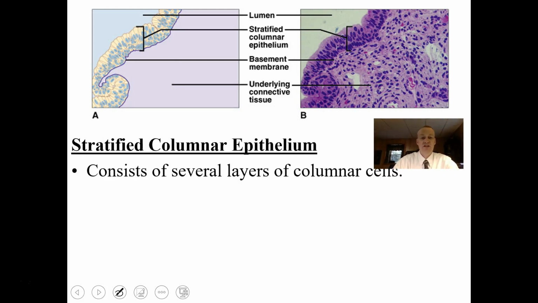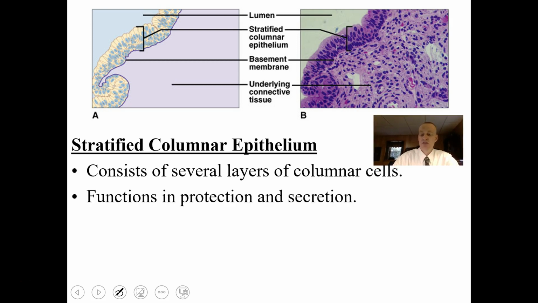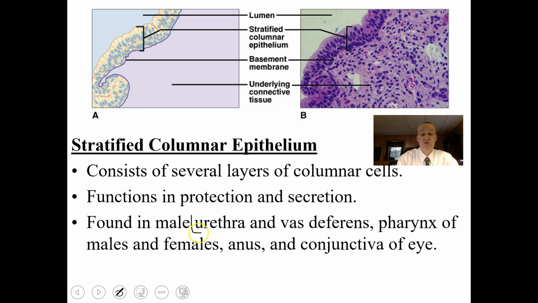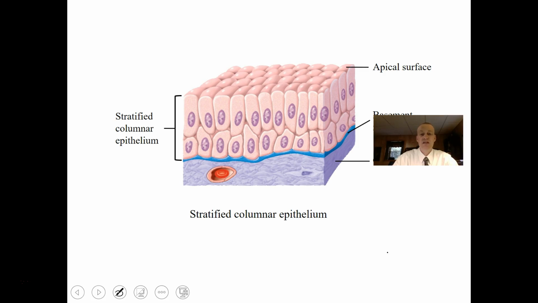We also have a stratified columnar. This consists of several layers of column-shaped cells, and it functions in protection and secretion. It's found also in the urethra, especially the male urethra, and the vas deferens. This is the tube that carries sperm cells from the epididymis to the urethra. The pharynx of males and females. Pharynx is the back of your throat. The anus and the conjunctiva of the eye, which is the clear membrane of the white part of the eye. Over the surface of the white part of the eye, you have the conjunctiva, which is a protective layer of stratified squamous epithelium. And that's just an artist rendition.